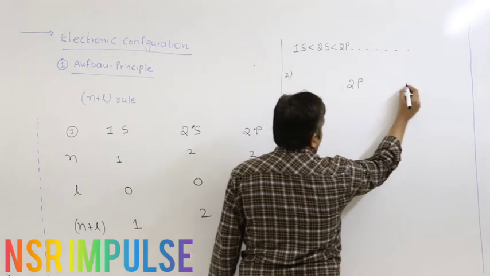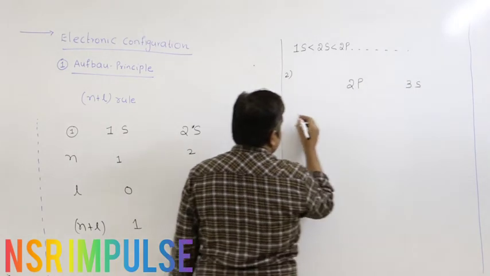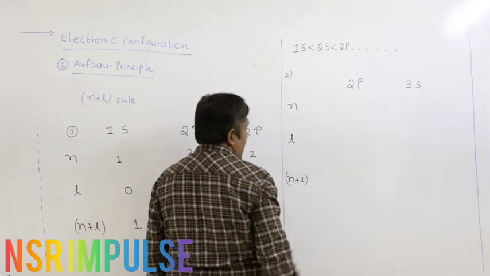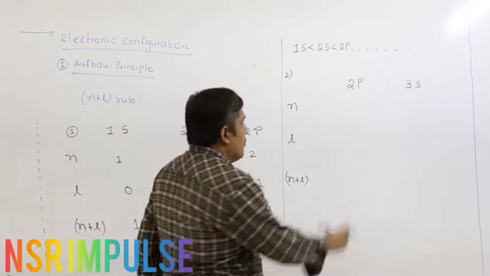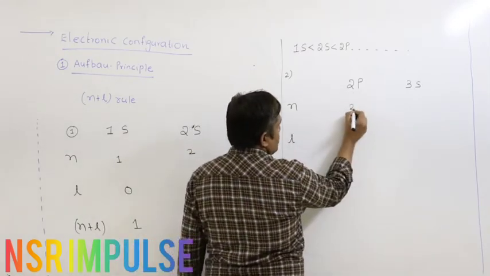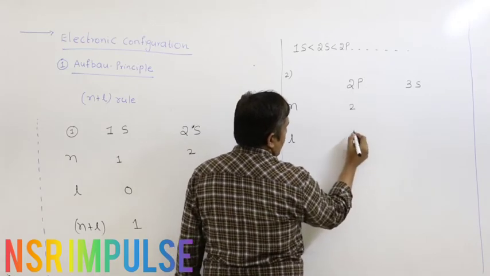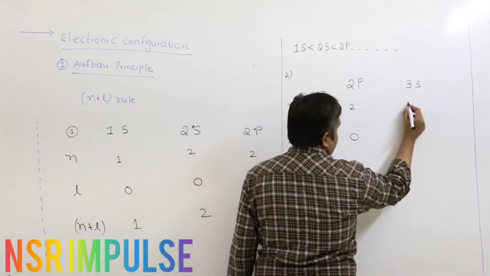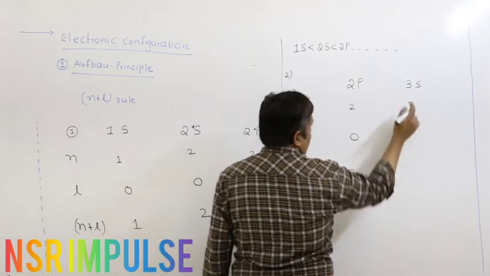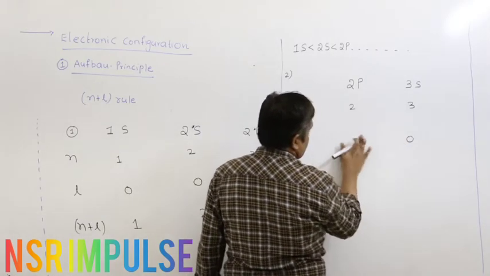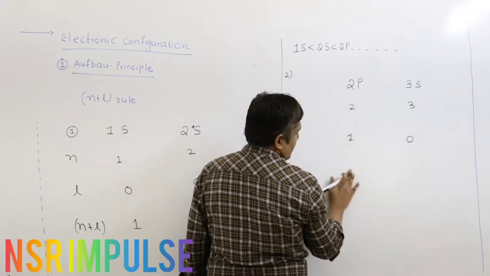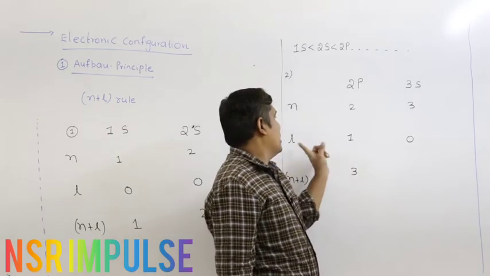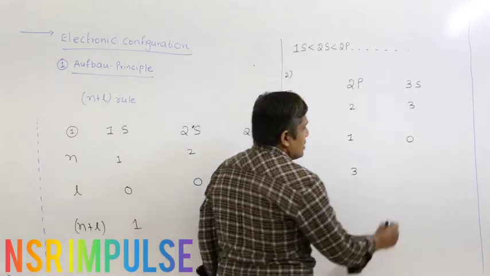Say 2p orbital and 3s orbital, n, L, n plus L. For 2p orbital, principal quantum number is 2. For p orbital, L value is 1. Sorry, I said it wrongly earlier. 2 plus 1 is 3. For 3s orbital, principal quantum number is 3. For s orbital, L value is 0. 3 plus 0 is 3.